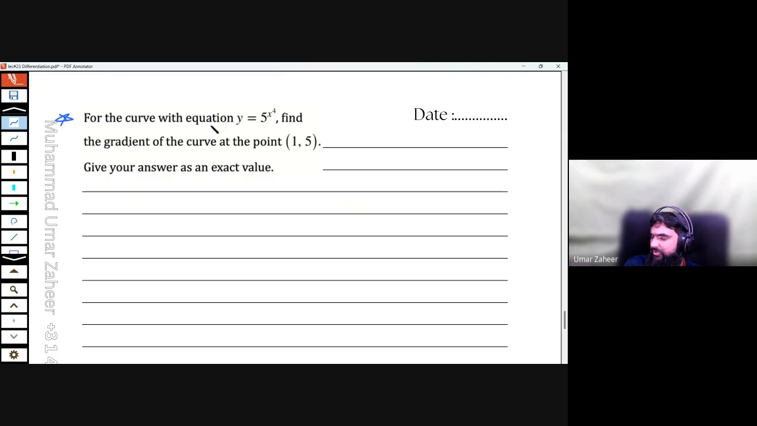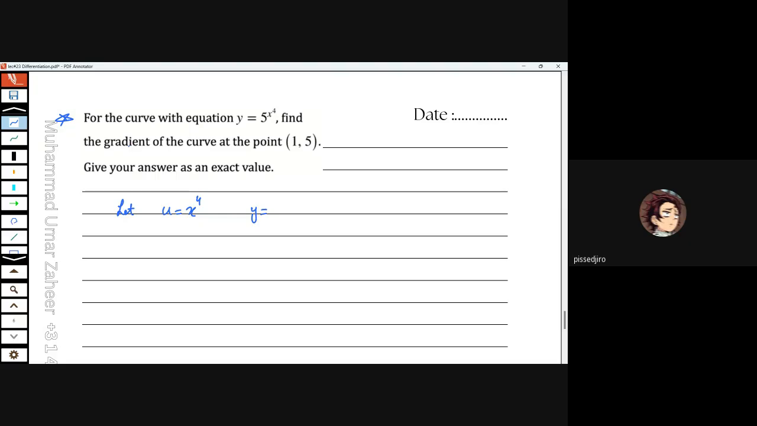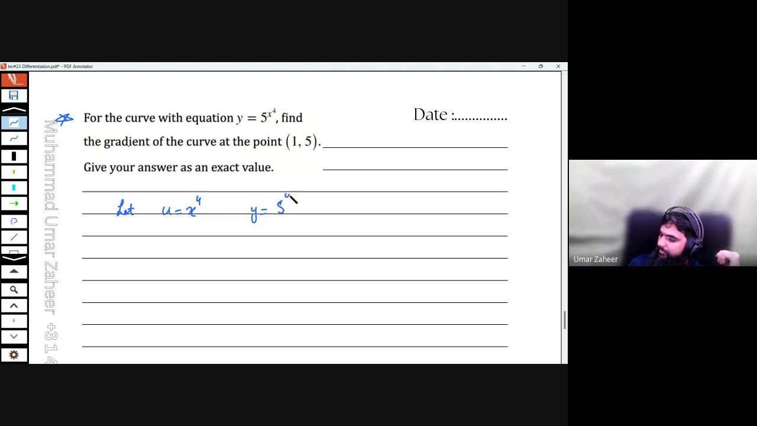For the curve with the equation y is equal to 5 to the power x to the power 4, find the gradient of the curve at the point (1, 5). Give your answer as an exact value. So again, we have 5 raised to power x power 4. We are just going to assume that u is equal to x power 4. So y will become 5 power u.